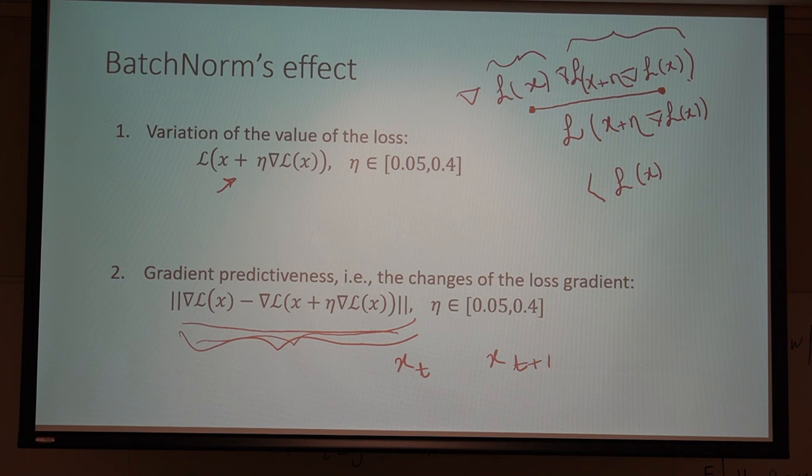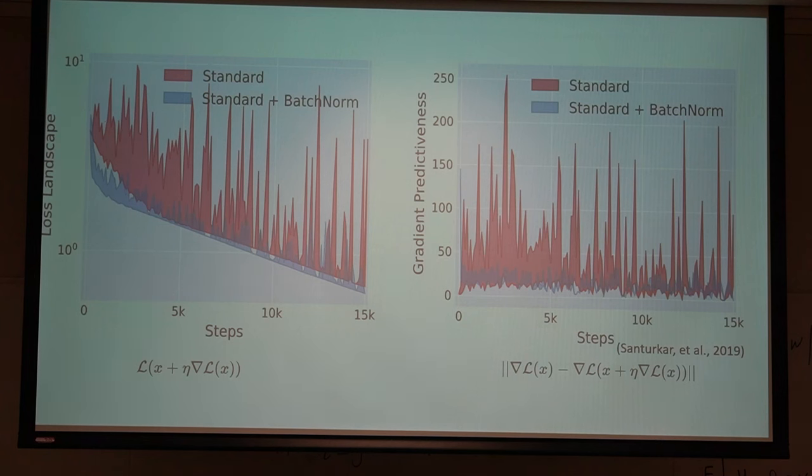So what do we desire? We desire that it's small, because if it is small, I can use a larger learning rate. The gradient didn't change that much after the iteration, so I can use a larger learning rate, meaning the gradient is going to be valid for a longer time. So this is an experiment they conducted.